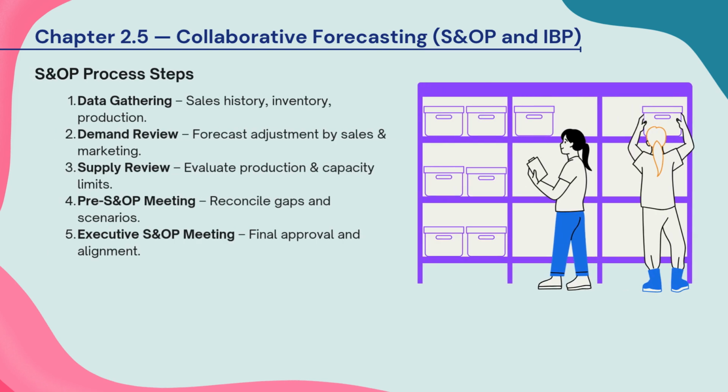The S&OP process starts with data gathering from sales, inventory, and production. Next, demand review adjusts forecasts with input from sales and marketing, while supply review evaluates production capacity. A pre-S&OP meeting reconciles gaps and explores scenarios. Finally, the executive S&OP meeting approves plans and aligns the organization.